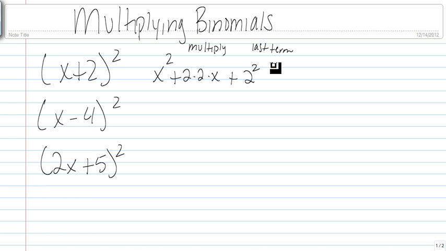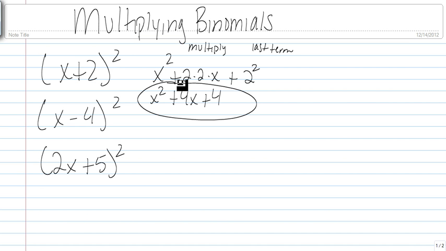So now let's actually simplify this further. I took my first term and squared it, so I have x squared. Now multiply all that together. 2 times 2 is 4, and 4 times x is 4x. Then take my last term, which is 2, and square that. So 2 squared is 4. So this is my final answer, x squared plus 4x plus 4.